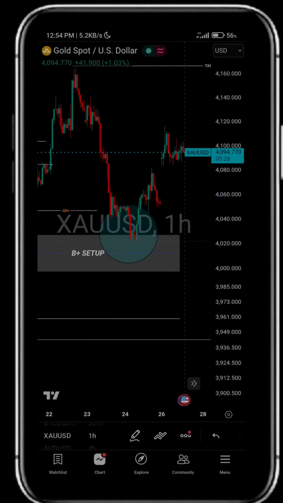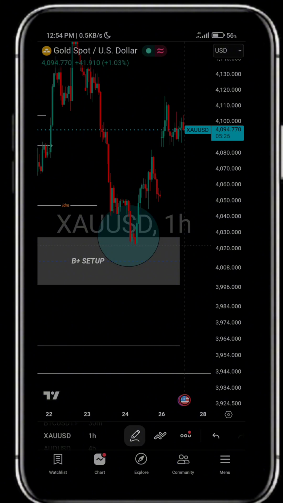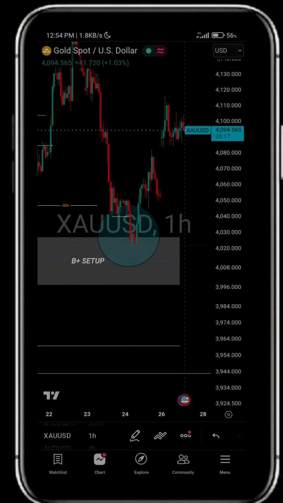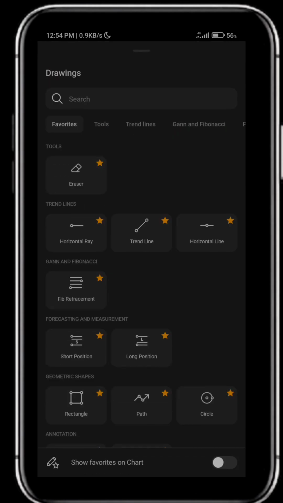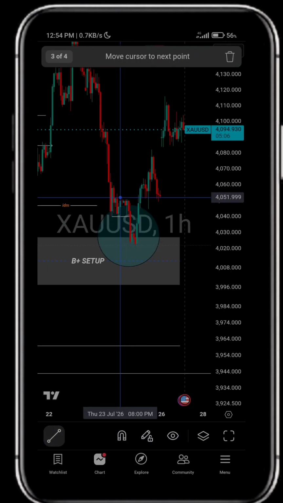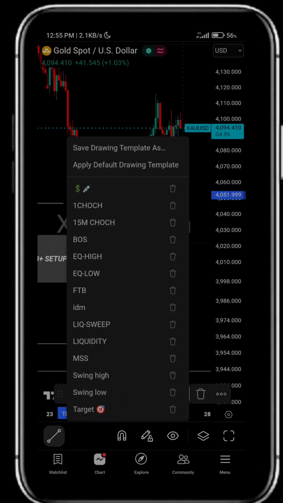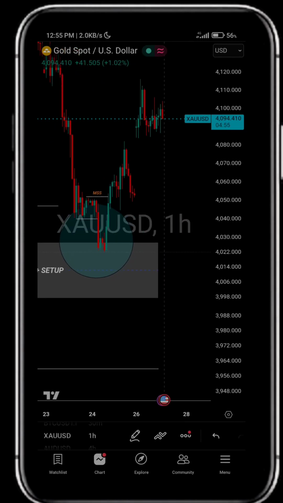So we have a B plus setup. What did price do? Let's read what price did there and how we could have entered. Price tapped and reversed back. There's a structure here, which was the last break of structure. Price broke that structure, and when it did, it gave us a clear market structure shift.